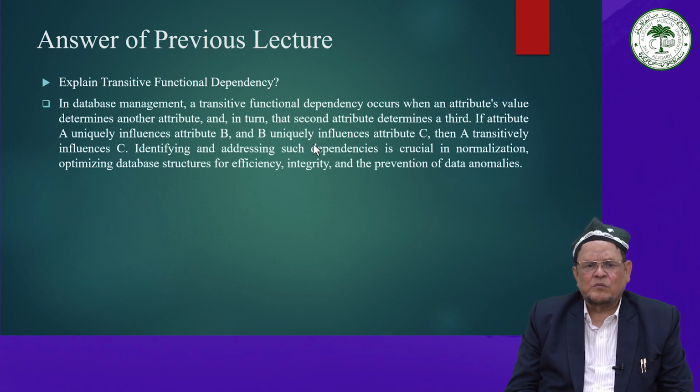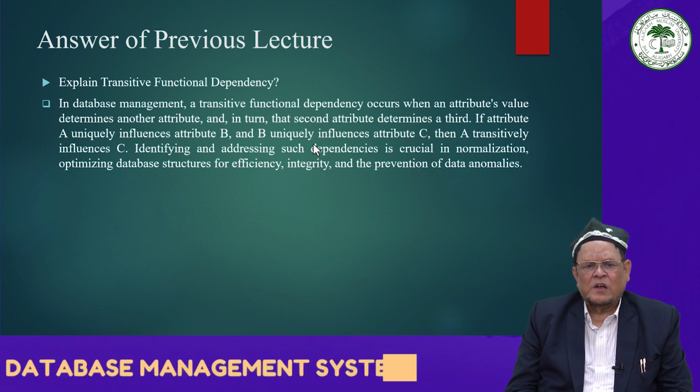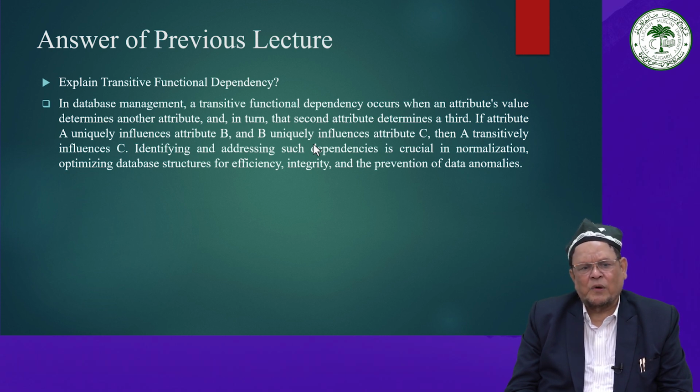In a database management system, transitive functional dependency occurs when an attribute's value determines another attribute, and in turn that second attribute determines a third. If attribute A uniquely determines attribute B and B uniquely determines attribute C, then A transitively determines C. Identifying and addressing such dependencies is crucial in normalization, optimizing database structure for efficiency, integrity, and prevention of data anomalies.